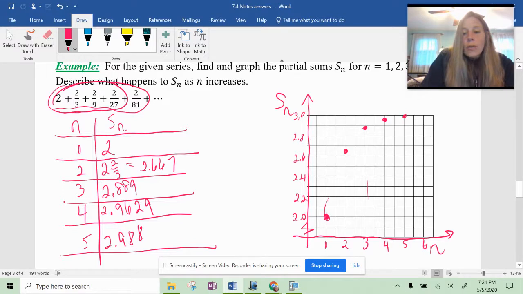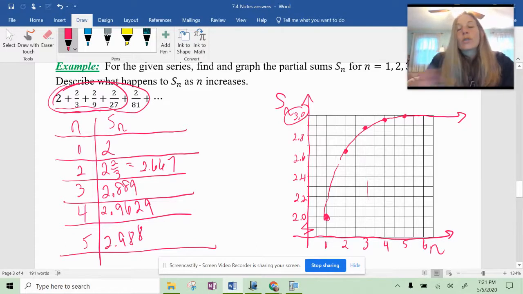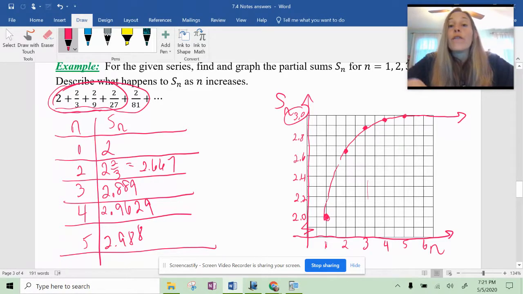Now, if you kept going, you'd notice that they're going to kind of level out here, and they're never going to get to 3. It's just going to get as close as it possibly can to 3. So 3 is that limit. This particular series is converging towards 3.